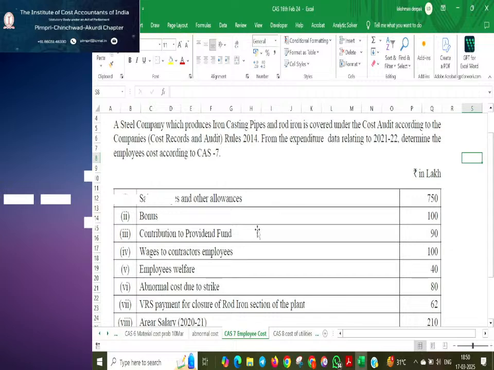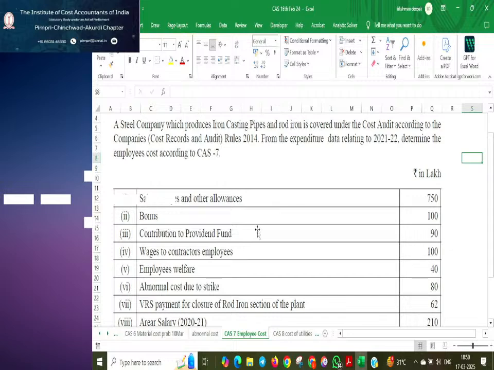And then employee welfare, of course we will take, and abnormal cost due to strike. So when it is abnormal cost, you won't consider it at all. It will be shown separately. Then voluntary retirement payment. So VRS, which is paid for closure of rod iron section of the plant.